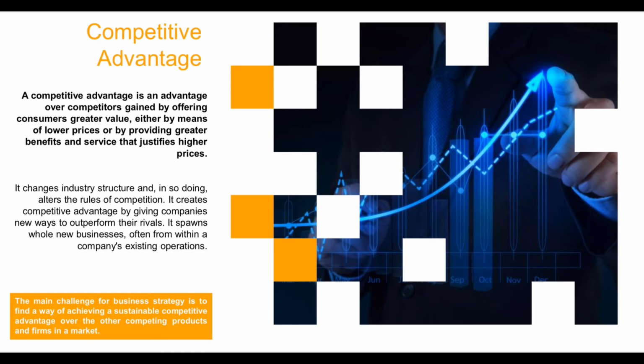It changes industry structure and in so doing alters the rules of competition. It creates competitive advantage by giving companies new ways to outperform their rivals. It spawns whole new businesses, often from within a company's existing operations. The main challenge for business strategy is to find a way of achieving a sustainable competitive advantage over the other competing products and firms in a market. One of the best examples is the iPhone, which takes its competitive advantage over the others in the industry.